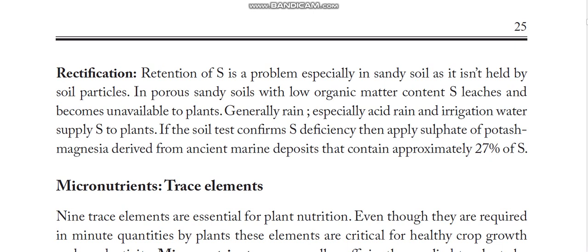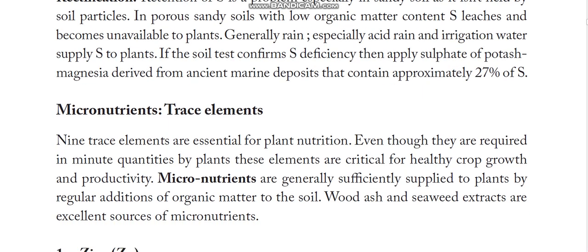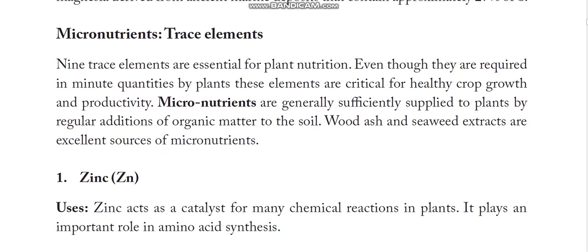If the soil is confirmed with sulphur deficiency, then apply sulphate of potash, derived from ancient marine deposits, which contains approximately 27% sulphur. Sulphate of potash magnesia is another option. So with this, secondary nutrients are over. Let us go for the micronutrients, trace elements, in our next session.